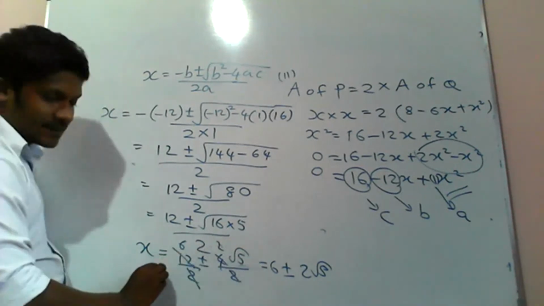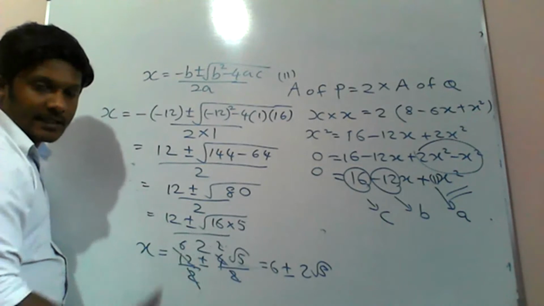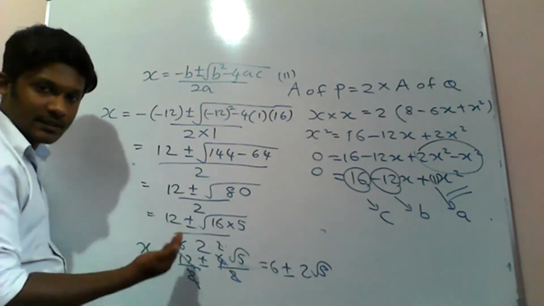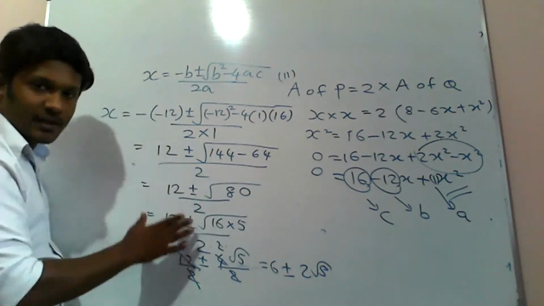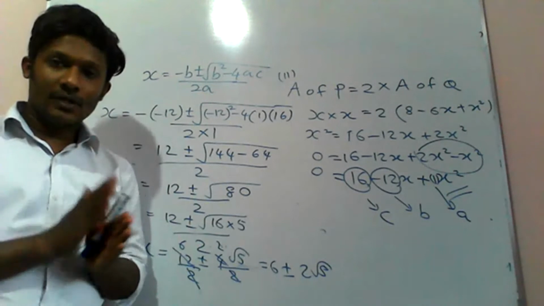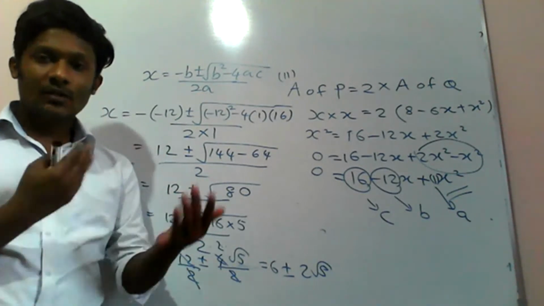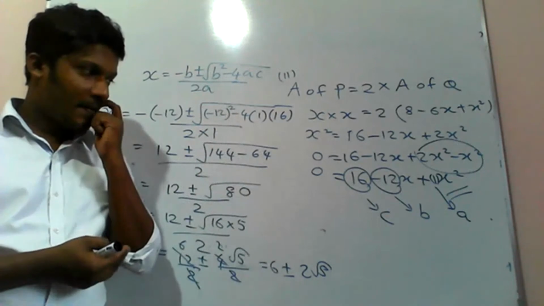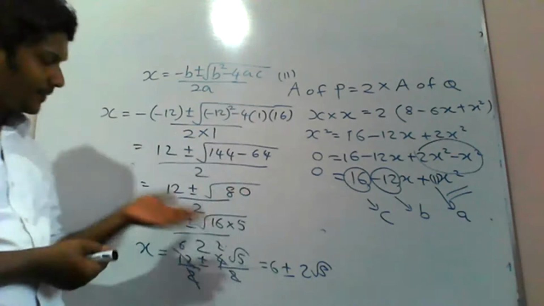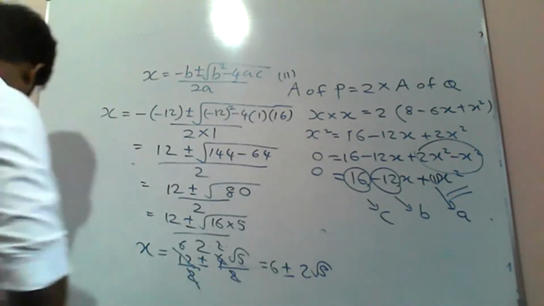Right. Now x equals 6 plus or minus 2 root 5. This is the answer for x. You can solve this question using the equation method, or you have two methods. First one, equation method. Second one is completing the square method. There are two methods to solve it. In this case, we can use either method. Now 6 plus or minus 2 root 5 is the answer.